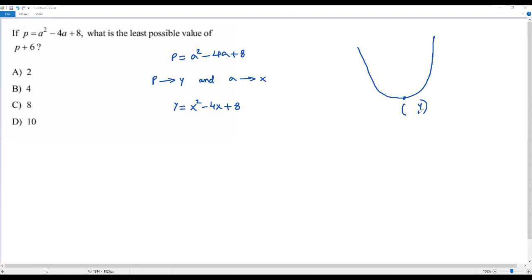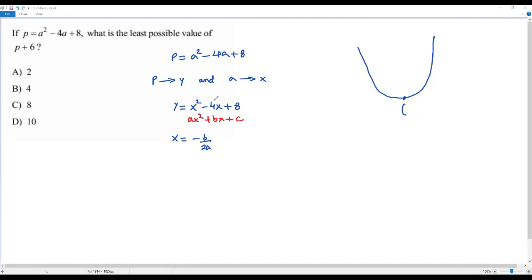To get the minimum value of y, that is to get the y-coordinate at the vertex of this parabola, first we have to find the x-coordinate at the vertex of the parabola. How do we get the x-coordinate? For that, there is a formula: x equals −b over 2a. So we have to consider the given quadratic function as ax² + bx + c. To get the value of b, we consider the coefficient of x, because b is the coefficient of x.